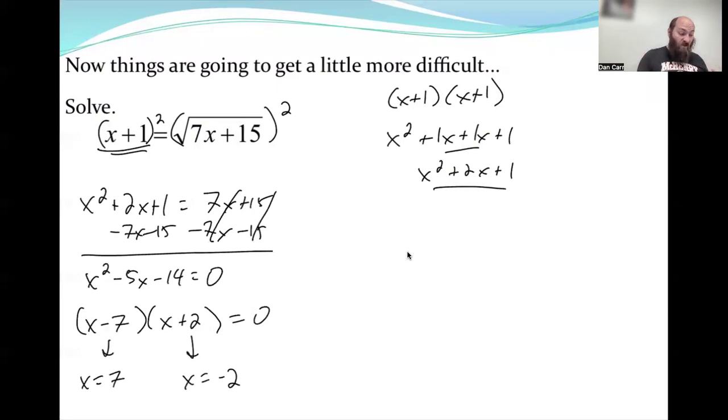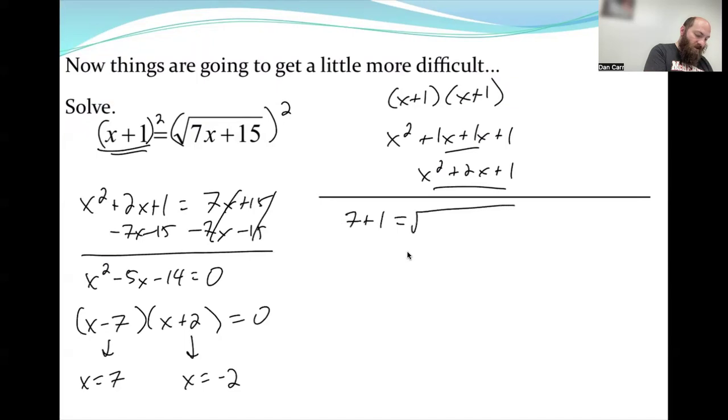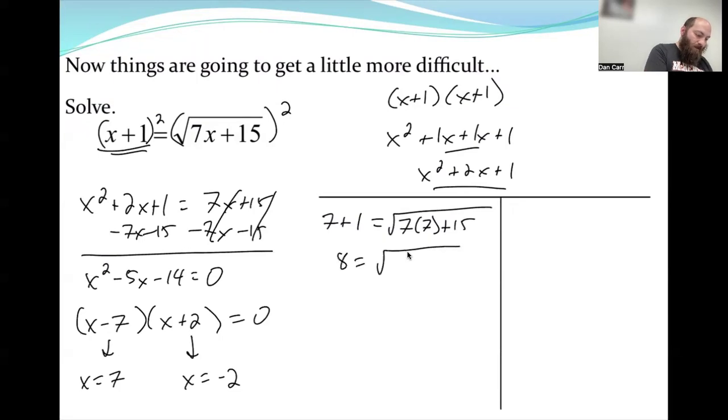Now, because I have two answers, and especially because I have square roots, I need to double check both of these answers. So I'm going to go back to the original problem and do this twice, for 7 and -2. So is 7 plus 1 equal to the square root of 7 times 7 plus 15? So 7 plus 1 is 8, and that'll be 49 plus 15. If I add those together, I get the square root of 64. So I get 8 is equal to 8. That one checks out.